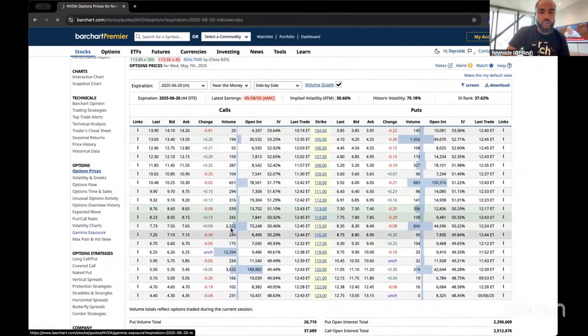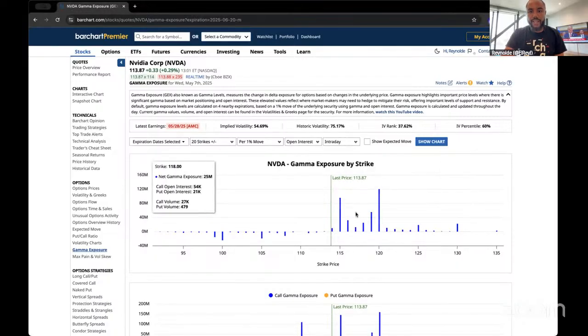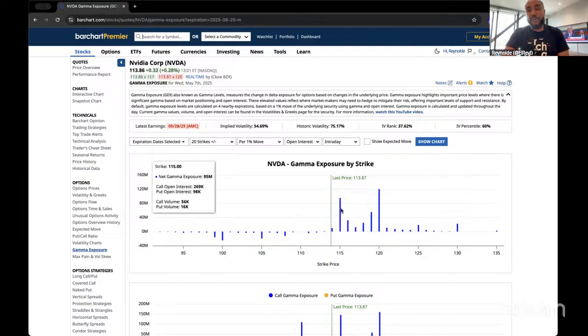And gamma exposure will show you these things as well. So we'll see that 120 here. And then you can see this 115 is sort of a wall that it's creating right in here. So pay attention to that, because that's sort of our next target before we even make it this far.